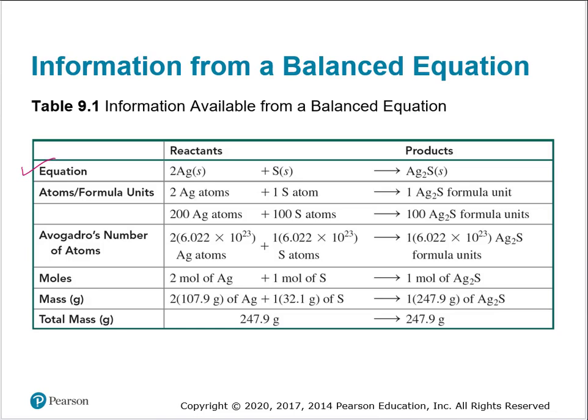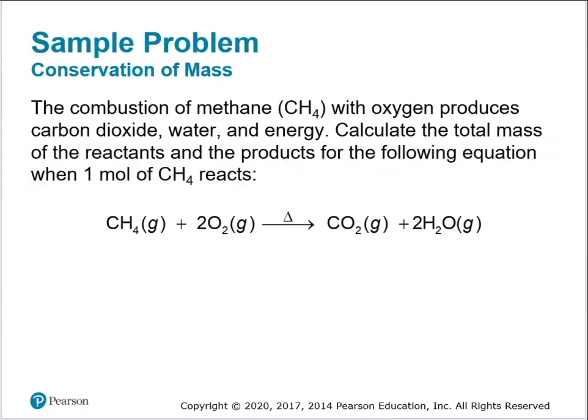Here's some information that we can get from a balanced equation. Not only do we have that equation, we can see our reactants and our products. We can see how many atoms or formula units there are from that balanced reaction. We can look at Avogadro's number of atoms. We can see how many moles there are of each of the reactants and products. We can see the mass of each of the reactants and the mass of the product and how the total mass aligns.